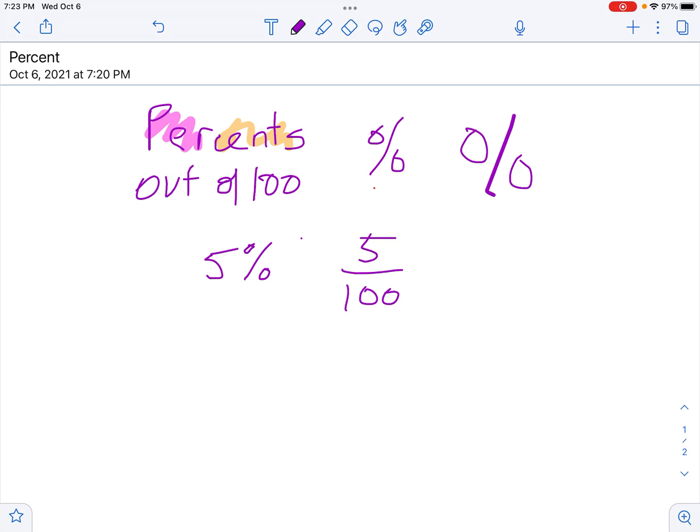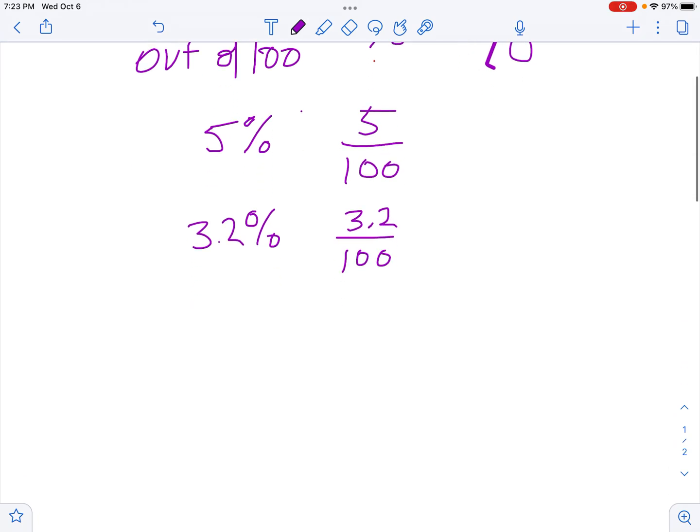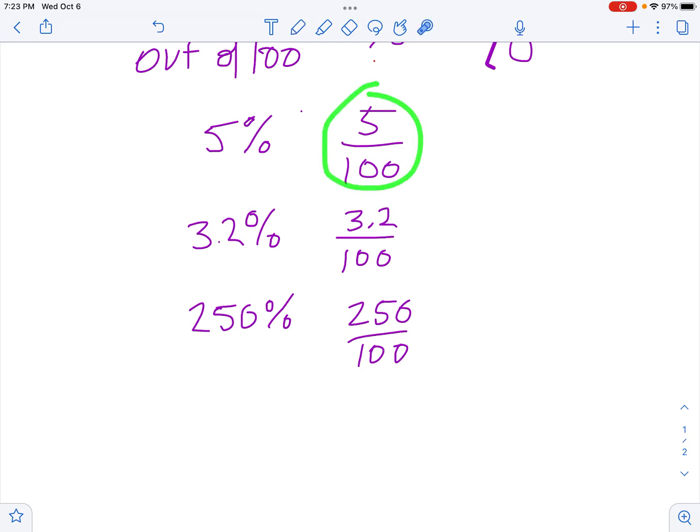If I say 3.2%, that's the same thing as 3.2 over 100. Okay, if I said 250%, that's the same thing as 250 over 100. Okay. And then you should be able to turn these into decimals. So 5 hundredths is 5 in the hundredths place, so 0.05. Nothing in the tens place, and then 5 in the hundredths place.